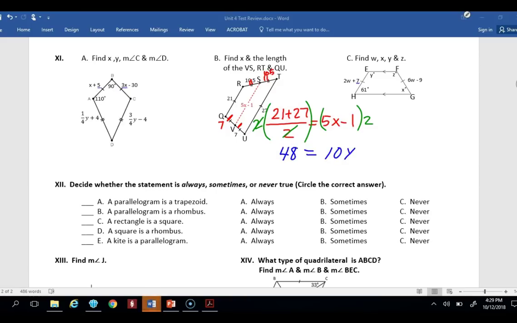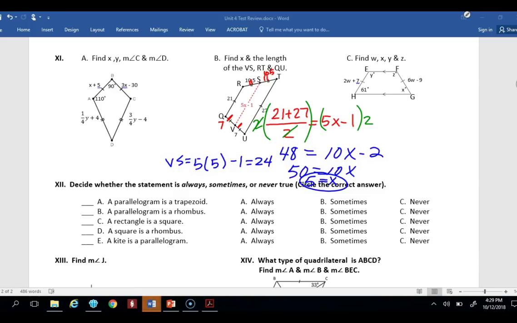So 48 equals 10x minus 2. I'm going to add that 2 to both sides. So that gives me 50 equals 10x. So x equals 5. That's our value for x. And then when we're trying to find the rest of this stuff, VS, we just plug 5 into there. So 5 times 5 minus 1, that's 25 minus 1. So this is VS equals 25 minus 1, which is 24. So that's VS.